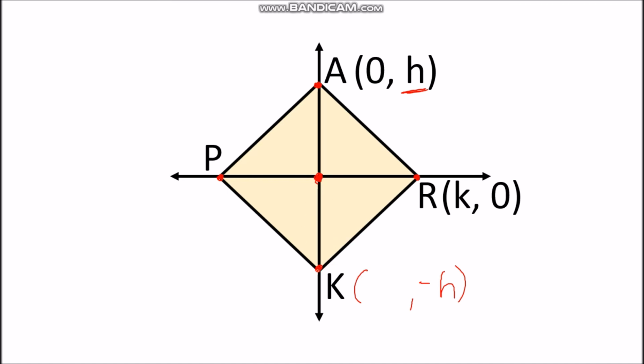And since point K is on the y-axis, the x-coordinate will be equal to 0. Same case for point P. If the distance of R from the center is k, that means the distance of P from the center will also be k. But since this is on the negative side of the x-axis, we will write negative k. It's just the same as point R, but we add a negative sign since this is on the negative side of the x-axis. And since point P is on the x-axis, the y-coordinate will be equal to 0. So the coordinates of point P are (-k, 0), and for K, it's (0, -h).